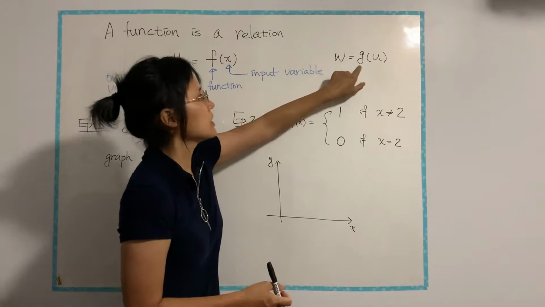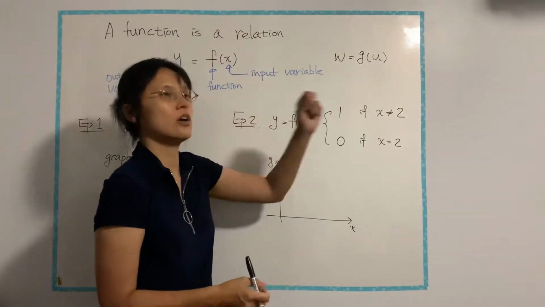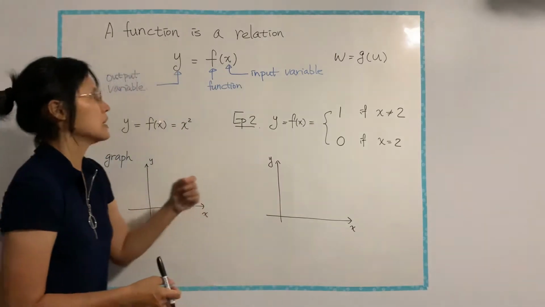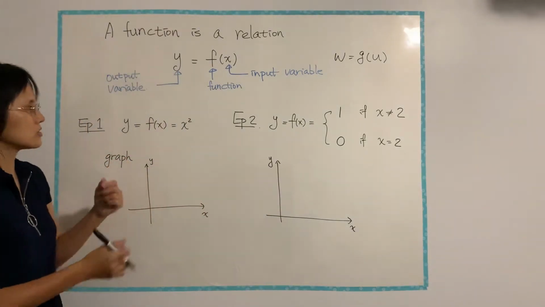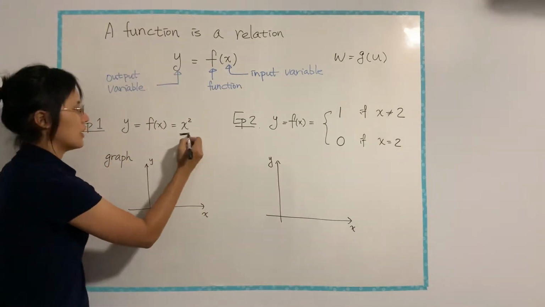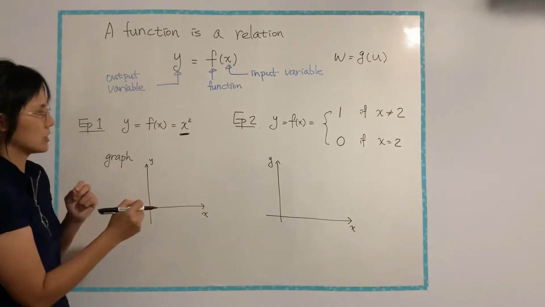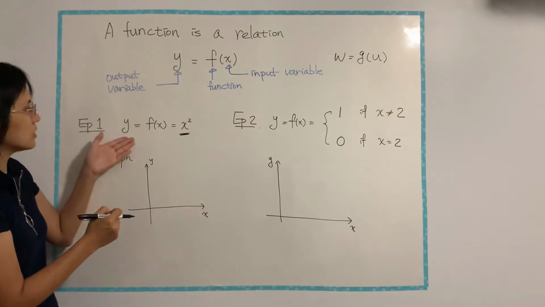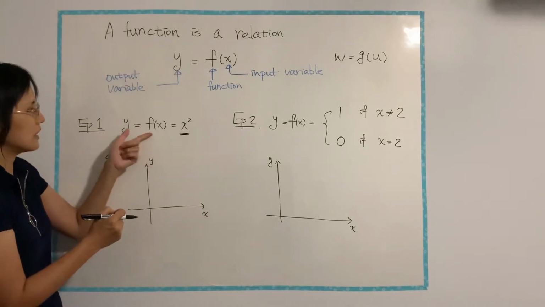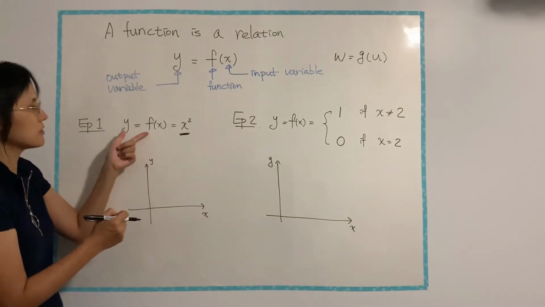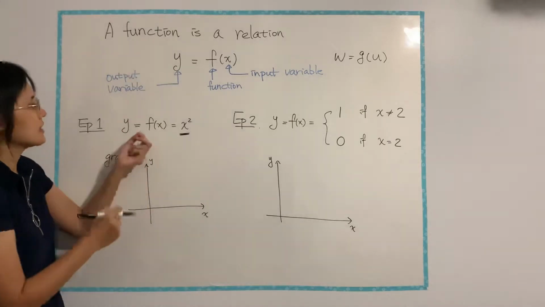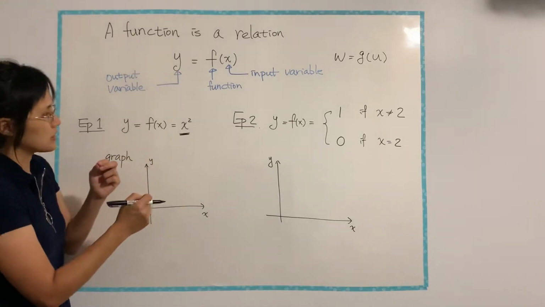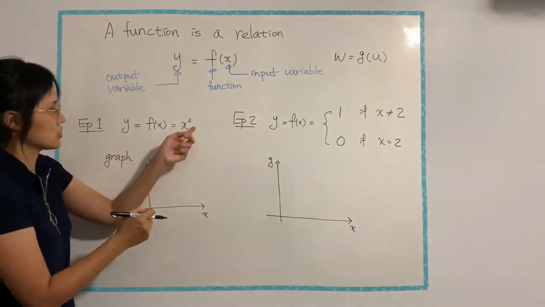Okay, so here I just have a name. I don't tell you exactly what that relation is. So in order to see what it is, you actually have to describe what that function is. So let's look at this first example. y equals f of x. So f of x is the name of the relation, right? And the relation is being described by x squared.